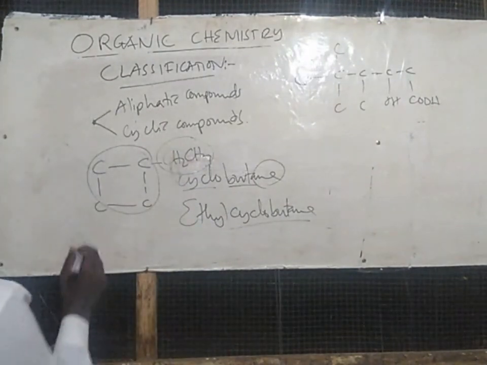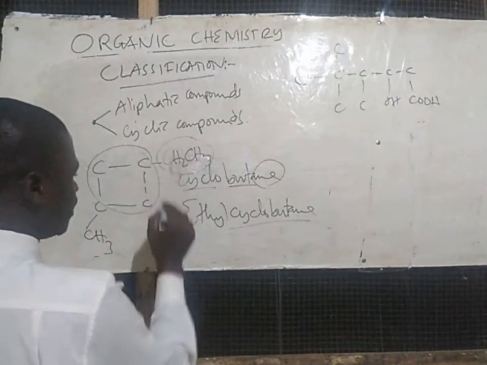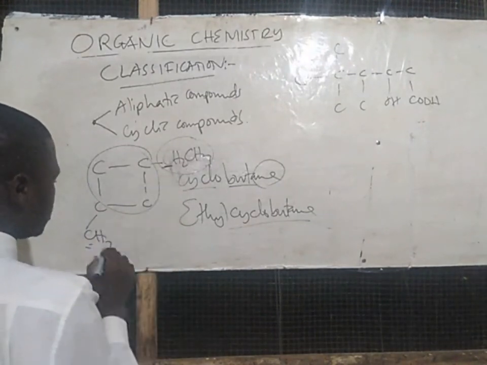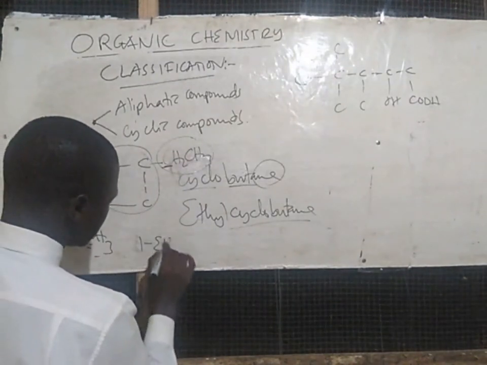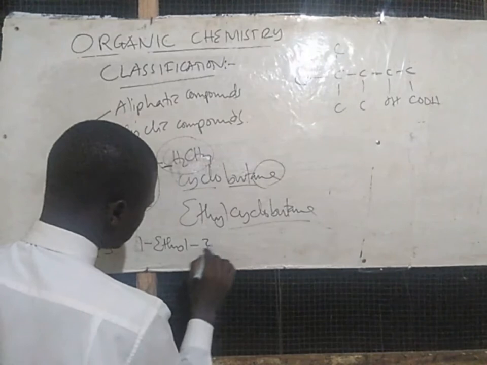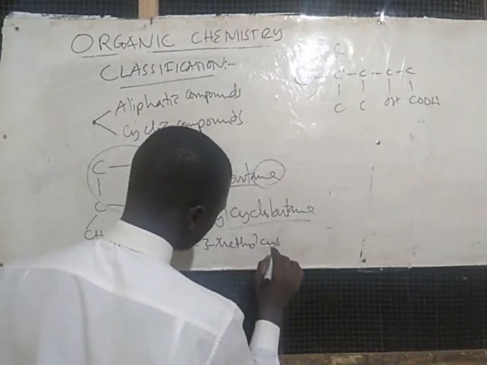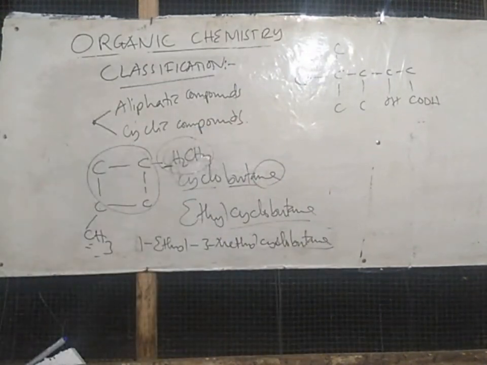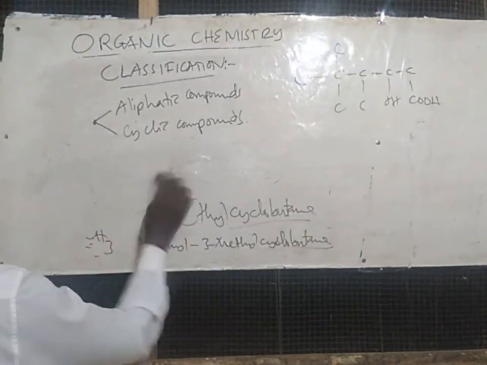But if we have maybe methyl here, then we start counting here, because in alphabetical order, ethyl is first before methyl. So it will be 1, 2, 3. We start with 1-ethyl, then 3-methyl, cyclobutane. This is the name of the compound. So this is how the branched and the straight cyclic carbon compounds appear.